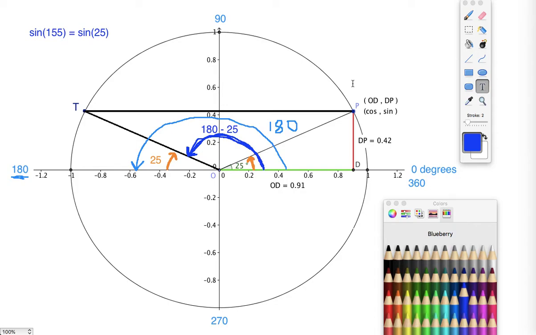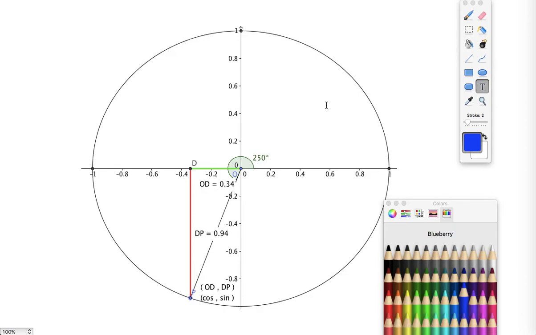Let's do another example. All right, let's do this example right here. So this says 250 degrees. So we're talking about the fact that point P is down here. Here's your point P down here. And this 250 degrees is saying from here, from there to there is 90, 180, and when we get to this line right here, that is 250 degrees.